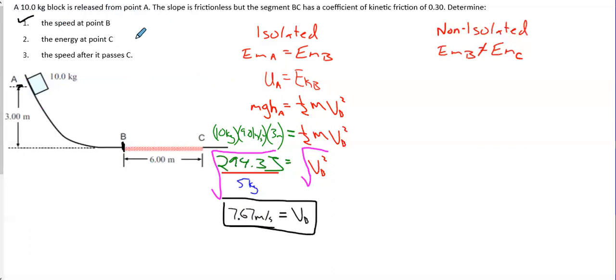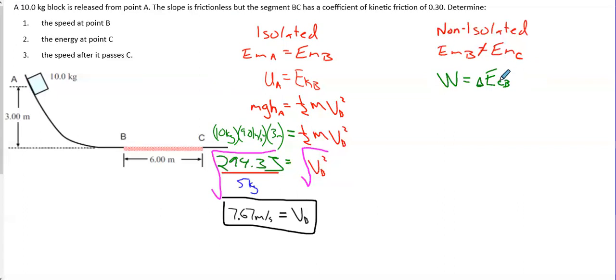Part 2 is asking for the energy at point C. So how much energy does it have once it goes through this rough patch? So while it's traveling from point B to point C, it's going to be losing energy, so therefore it is a non-isolated system. So the energy at B is not going to be equal to the energy at C. So knowing that, I know work is going to be done. So my work is going to be equal to my change in energy from point B to point C, which means C would be considered my final location. So that would be my final energy.